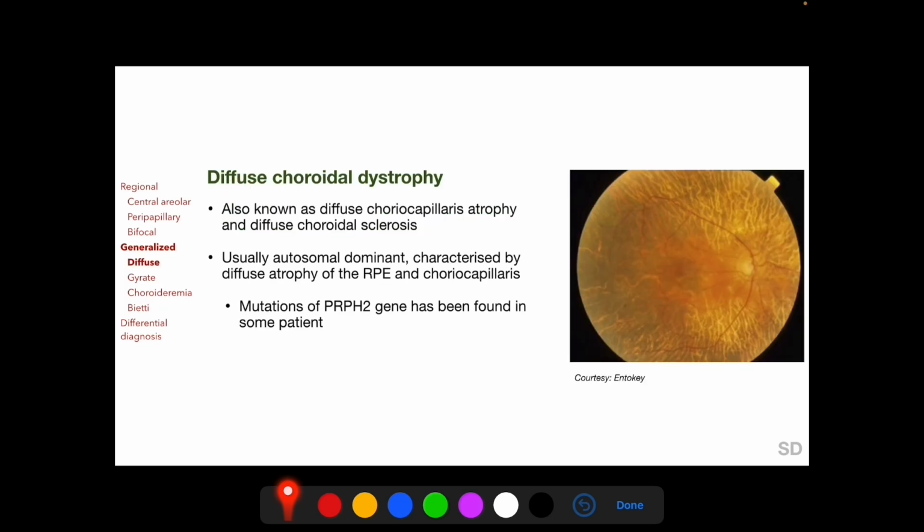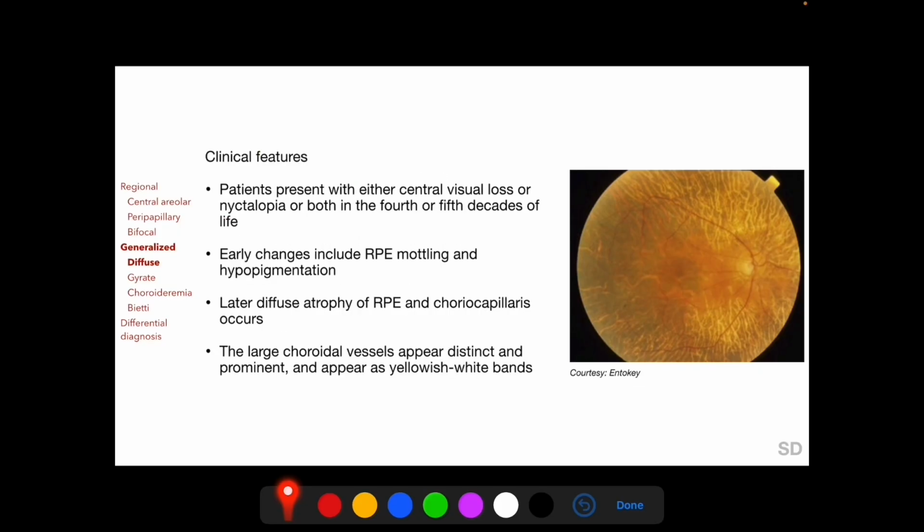Diffuse choroidal dystrophy is usually an autosomal dominant condition characterized by diffuse atrophy of the retinal pigment epithelium and choriocapillaries, and mutations of the PRPH2 gene have been found in some patients with diffuse choroidal dystrophy. Patients with diffuse choroidal dystrophy present with either central visual loss or nyctalopia or both in the 4th or 5th decades of life, and early changes include RPE mottling and hypopigmentation, and later diffuse atrophy of RPE and choriocapillaries occur, as seen here in this photograph.